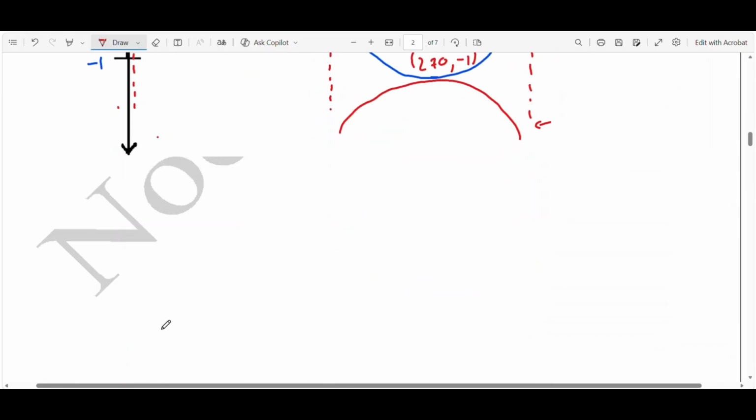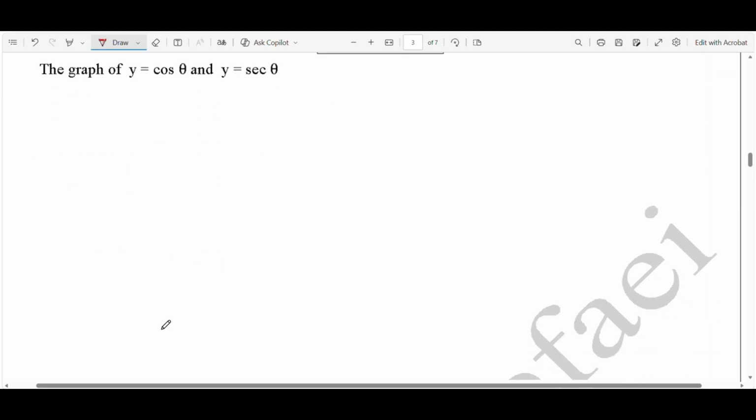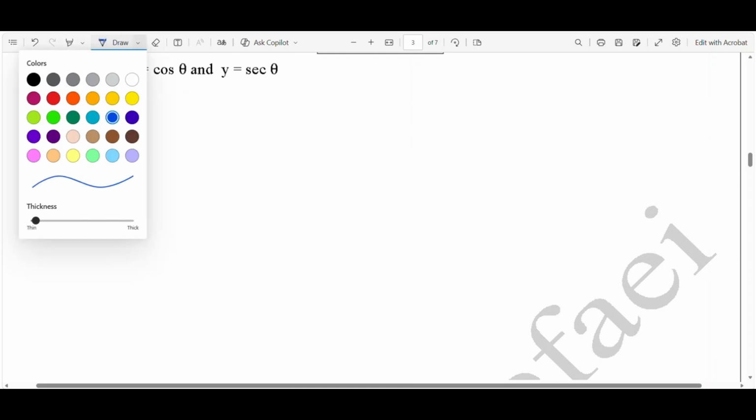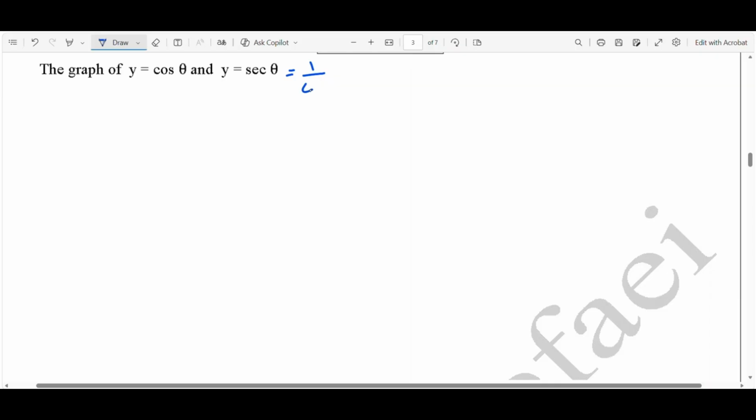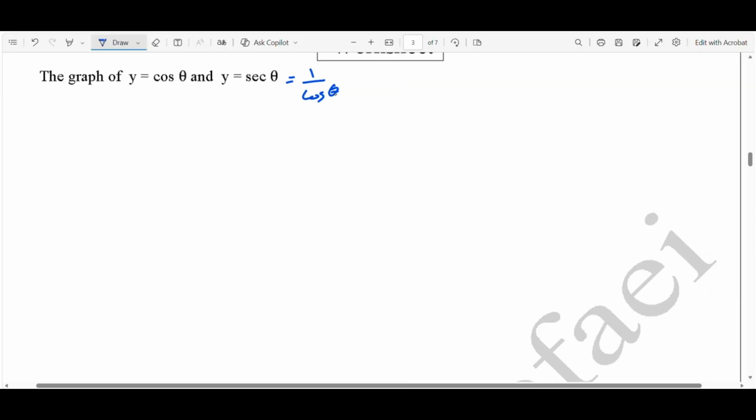Let's move to the secant. I'm going to use the same steps. As you know, secant is 1 over cosine theta. So I have to sketch cosine theta first. I'm going to use a restricted domain from theta more than or equal to 0, less than or equal to 2 pi. I'm going to use theta in the pi form.